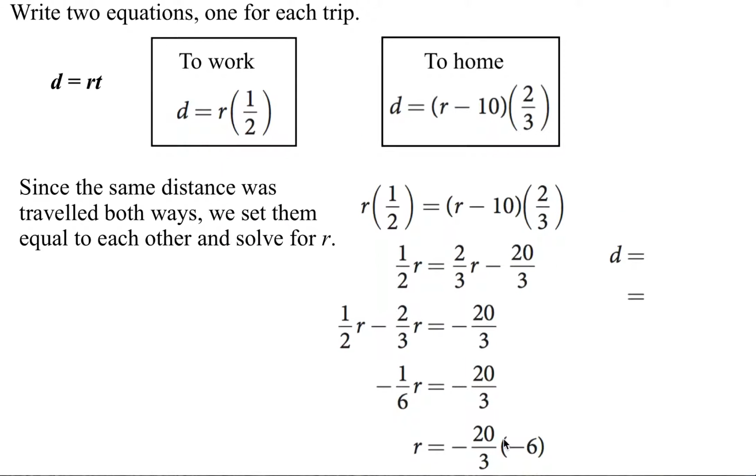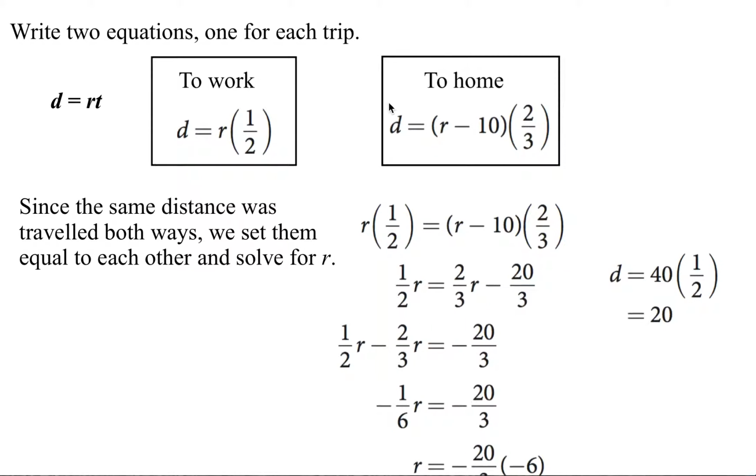So now we know his rate, but that's not what we're looking for. We're looking for the distance. So the distance is the rate times time, which gives us 20.